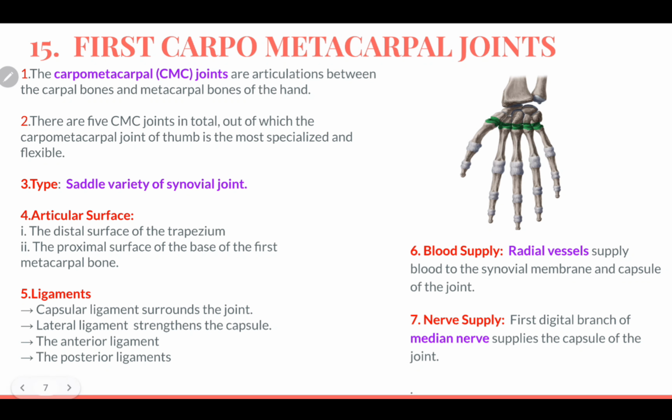The ligaments. So what are the ligaments that help in maintaining this first carpometacarpal joint? The capsular ligament surrounds the joint, the lateral ligament strengthens the capsule, the anterior ligament and the posterior ligament, okay, all help in maintaining the structure and strengthen this capsule and the joint. Okay, now the sixth point is the blood supply. So what is the blood supply? Radial vessels supply blood to the synovial membrane and the capsule of the joint. Then the nerve supply. First digital branch of median nerve. So median nerve gives a nerve supply to this carpometacarpal joint.